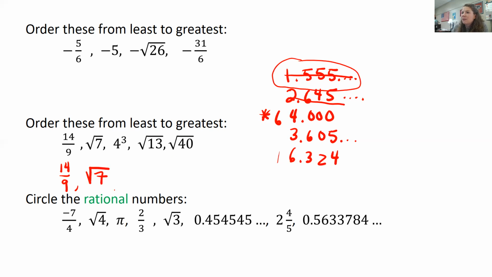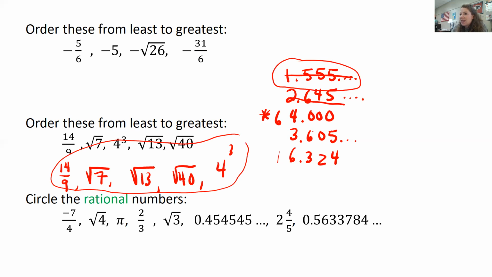And then square root 13. And then square root 40. And then of course the biggest number, 64, which is 4 to the third power. This is my answer. All right, let's do the last one. Actually, you guys try it. Pause the video, figure them all out in decimals, and then write the answer. Come back and check your answers.